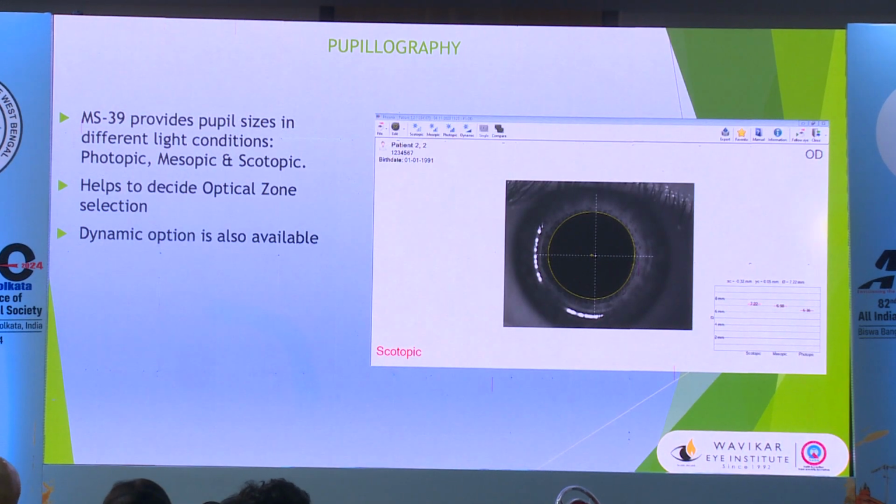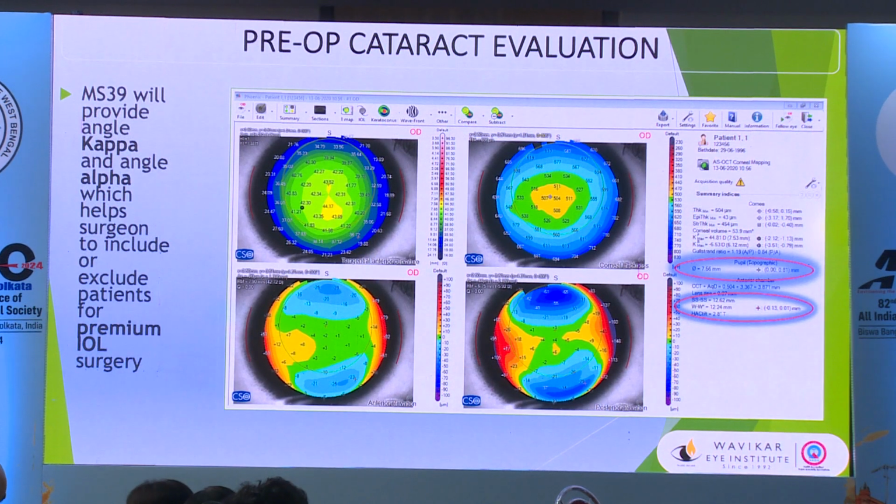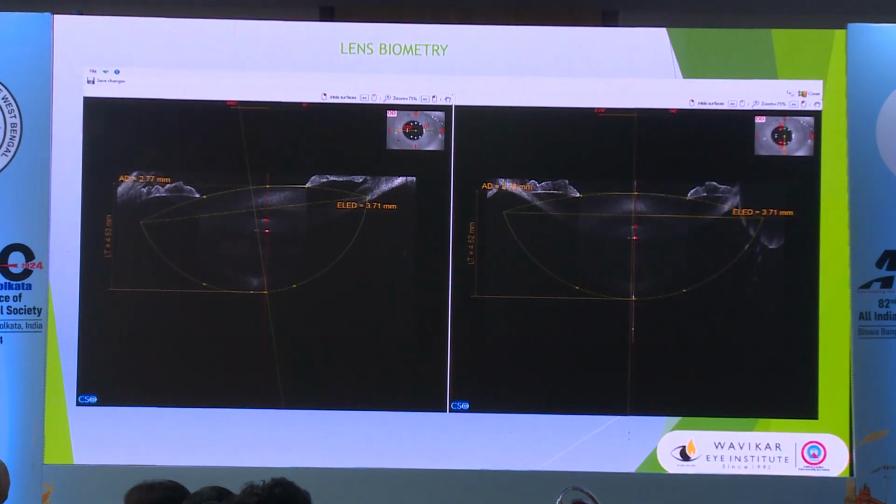Pupillography has become very important. Nowadays we are getting very old patients for cataract who are interested in trifocal IOLs and the pupils are very small. And very young patients for cataract, 48, 30, their pupils dilate like anything. And therefore it is very important to understand how the pupil is going to play. Even if we say that most of the IOLs are not pupil dependent, that is not entirely true. Then angle alpha and angle kappa, everybody is aware of what this is?